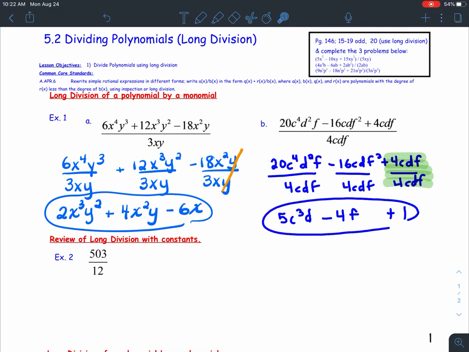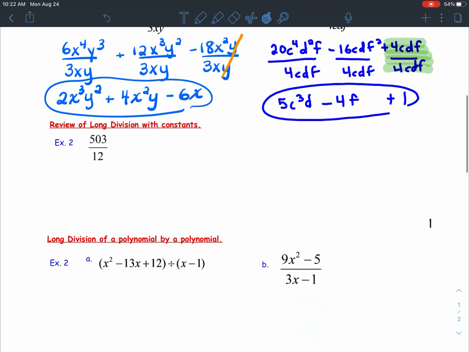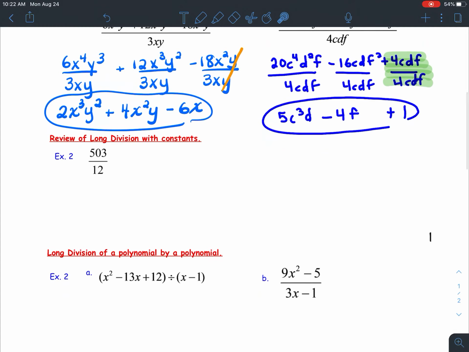Where we're going to spend most of our time here today, though, is we're going to be looking at long division, and this would be a case where we're going to be dividing a polynomial by maybe a binomial where we have 2 terms that we're dividing by. And before we jump into that example, I just want to take you back to when you very first learned about long division, of just long division of constant numbers.